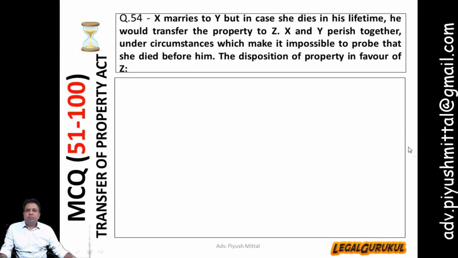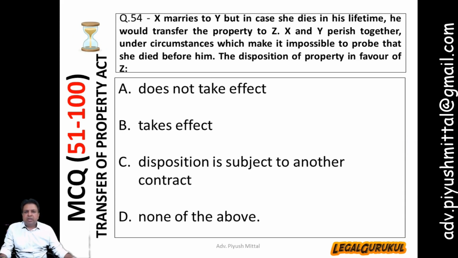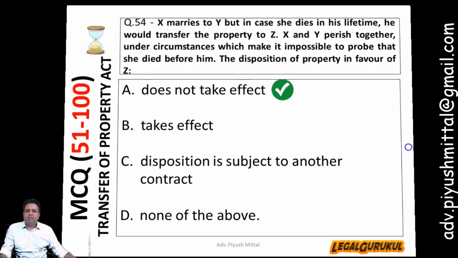Question number 54. X marries Y, but in case he dies in his lifetime, he would transfer the property to Z. X and Y perish together under circumstances which make it impossible to prove that she died before him. The disposition of property in favor of Z, option A, does not take effect. Option B, takes effect. C, disposition is subject to another contract. D, none of the above. And the correct answer is A, does not take effect.